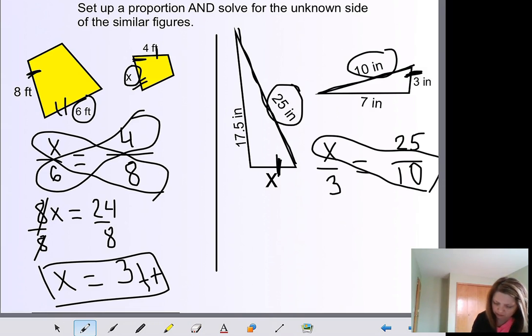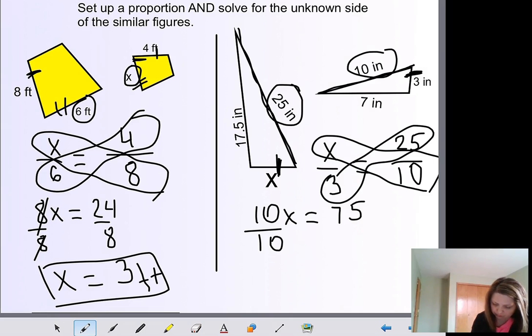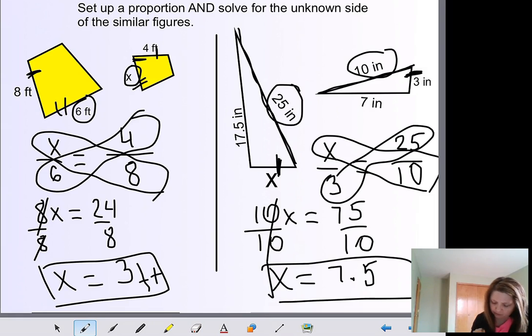We will have a cross product, so 10x is equal to 3 times 25, which is 75. Then we will divide by 10, so x here is equal to 7.5. 7.5 inches will be this part, compared to the smaller triangle.